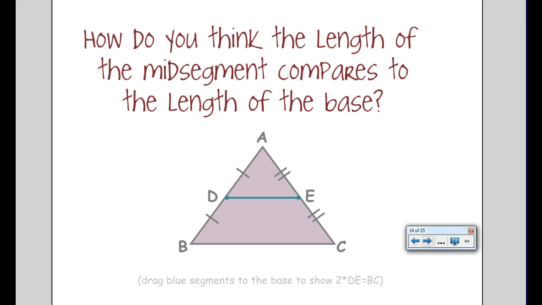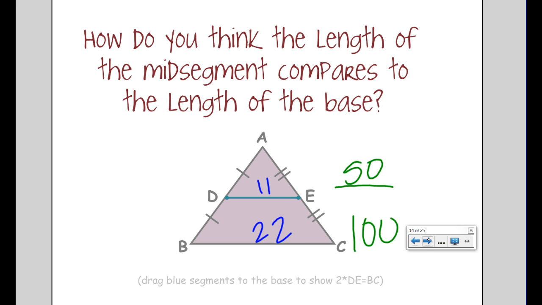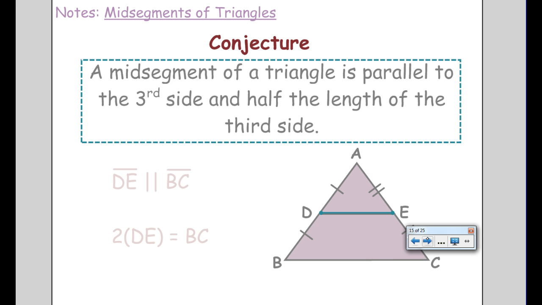Anyway. Okay. The opposite of half is double. So the midsegment is half the base. The base is double the midsegment. So if the midsegment is 11, what's the base? 22. If the base is 100, 50. What's the midsegment? 50. So you're either halving things or you're doubling things. All right, so there we go.